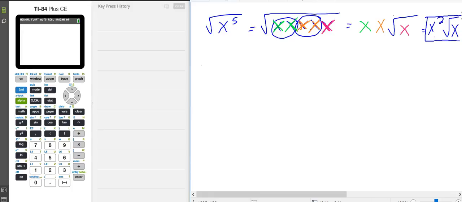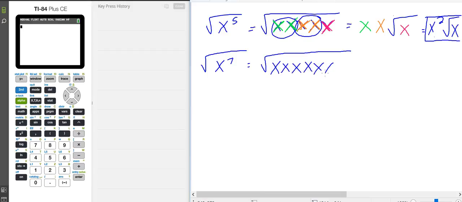Let's try another one. The square root of x to the seventh. We're going to do the same thing we just did. X to the seventh is equal to 1, 2, 3, 4, 5, 6, 7 x's: x times x times x times x times x times x times x. We're going to circle our doubles. Double, double, double. So here we have three doubles, so we'll take out three x's, or x to the third, and we'll leave one x inside because we have one green x without a match.